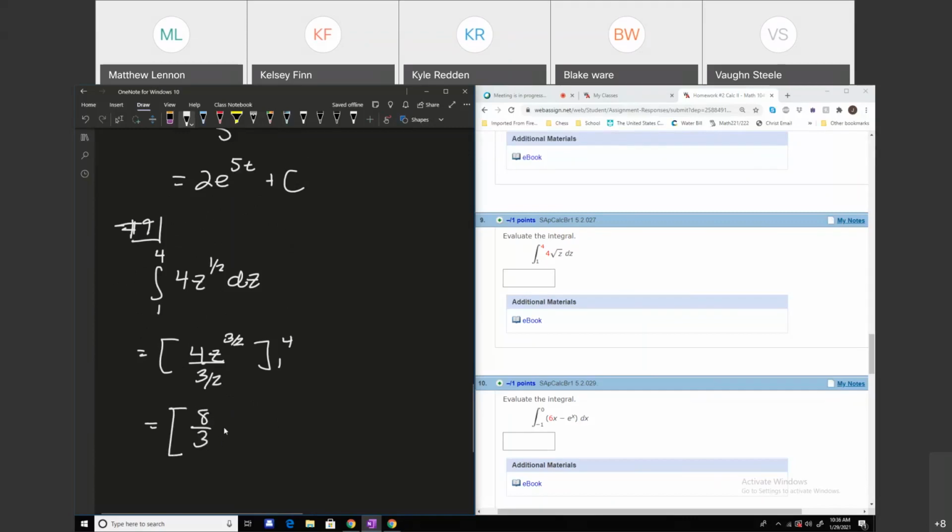So we have 8/3 z to the 3/2 from 1 to 4. So we have 8/3 times 4 to the 3/2 minus 8/3 times 1 to the 3/2. So 4 to the 3/2 is 8. So 8 times 8 is 64. So we get 64/3. 1 to the 3/2 is just 1. So we're subtracting 8/3. So that leaves us with 56/3.